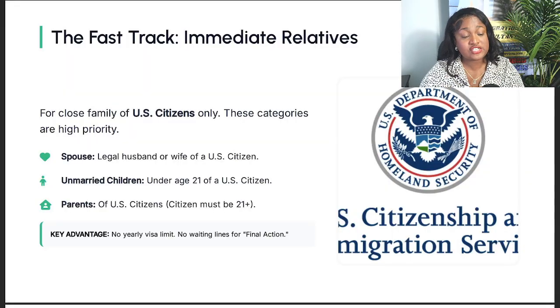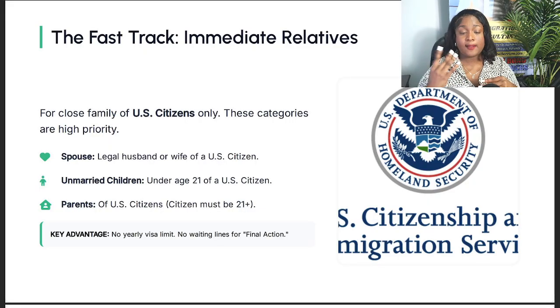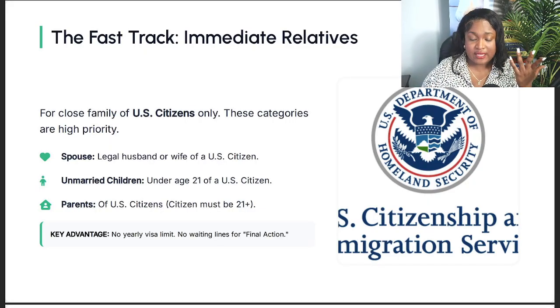So the advantage of being an immediate relative is you don't have to wait in line, you don't have to wait years and years before you send your application. You're a priority. So this is the difference between immediate relative and family preference.